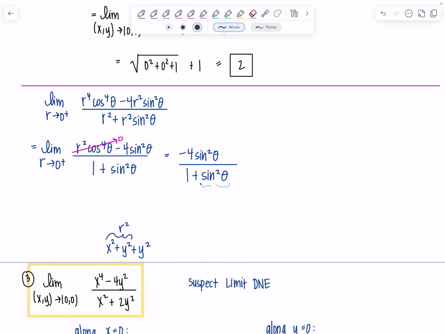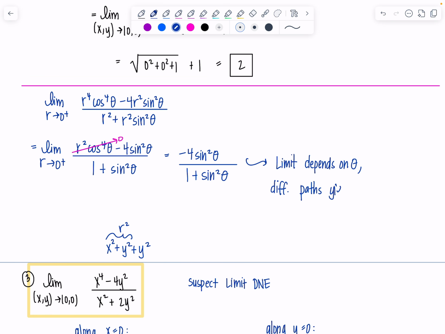And you notice how it's dependent on theta. That's the same as saying the limit depends on m, basically. Limit depends on theta. So different paths yield different limits. Therefore, the limit doesn't exist.